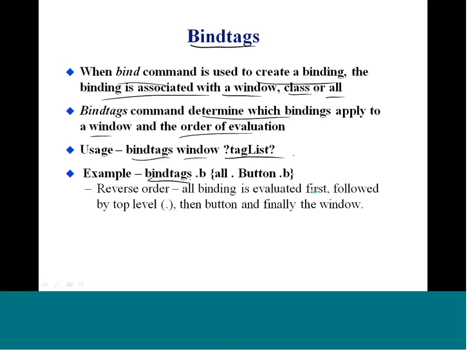An example would be bind tags .b, where .b is our window, and then the order that we specify is all, .button, and then .b. So when an event happens, first it's applied to all, which is everywhere outside, plus the button, and then to the top level, then the button itself, whatever is going on, that will be evaluated, and then finally .b. This allows multiple bindings to be trapped and run, and they don't run all simultaneously, but follow this order. Last time we saw bind tags, we didn't explain a whole lot at that point.